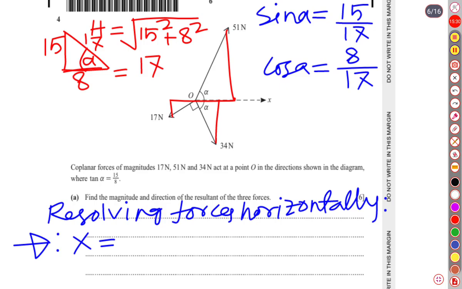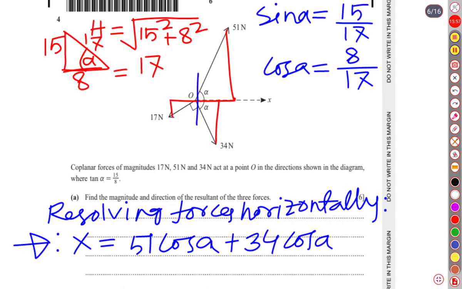So for the first triangle, it is 51 cosine alpha. For horizontal force, we use cosine angle, cosine alpha. Then plus the second triangle. For second triangle, it is 34 cosine alpha. Then this is our center. Okay, so from this center, as this is negative direction, we will have to subtract this. If we subtract, it is going to be 17 is the magnitude 17.